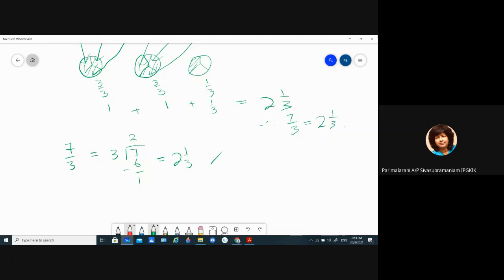But before you do this, you should actually do this 7 over 3. We know that this is thirds, okay? So how many thirds are there? We have 7 thirds, okay? So we can write it as 3 over 3 and 3 over 3. This is already 6 thirds plus another 1 over 3, which is 1 plus 1 plus 1 over 3, which is 2, 1 over 3. This has to be taught first.